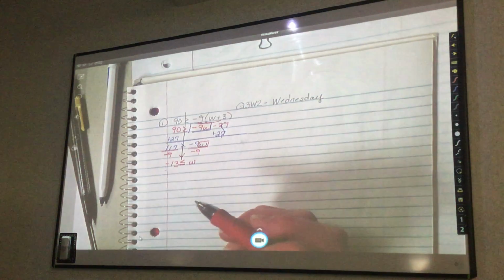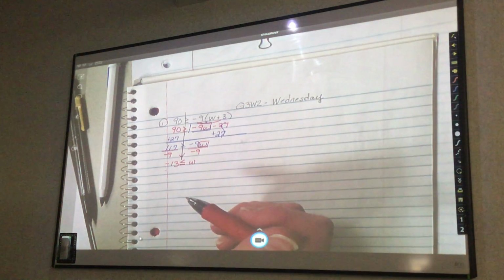How many of you forgot to flip the inequality sign? Oh, most of you remember? That's great.